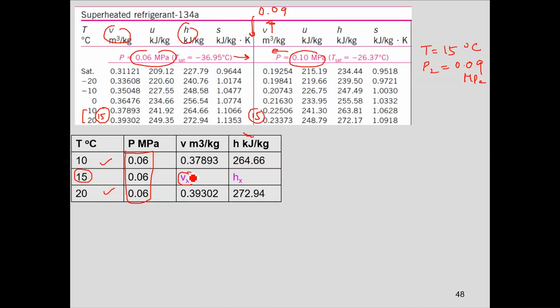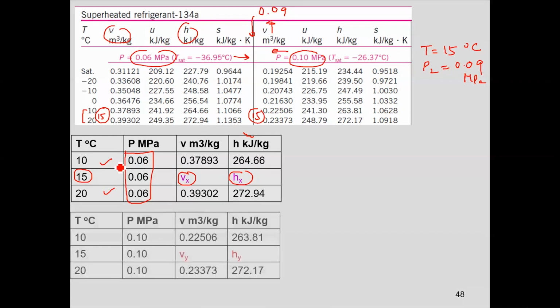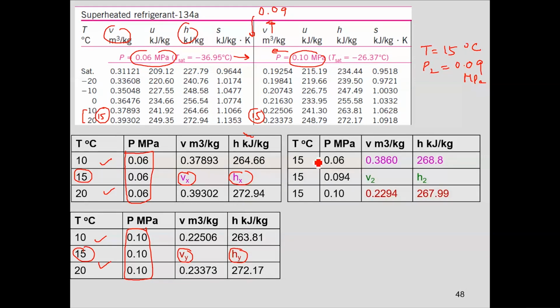So I'll find V and enthalpy for 15 degrees centigrade at 0.06 megapascal. Similarly, I'll do the interpolation at 0.10 megapascal and find out the values for 15 degrees centigrade by interpolating between 10 and 20 degrees centigrade for specific volume and for enthalpy. Once I have found out the values, these are the values which are plugged in.